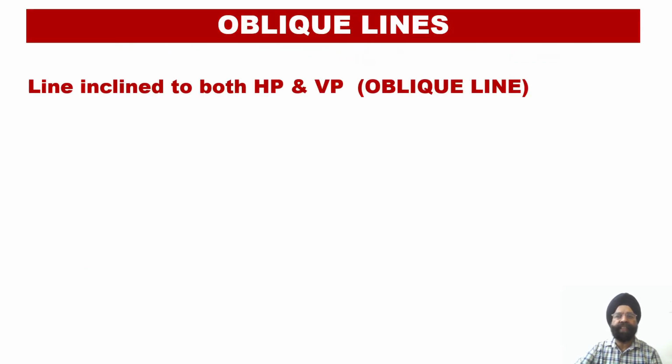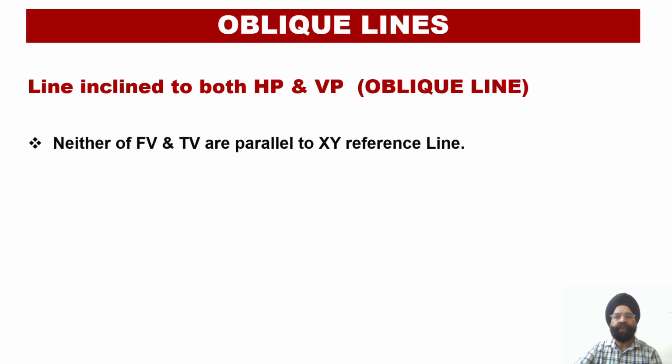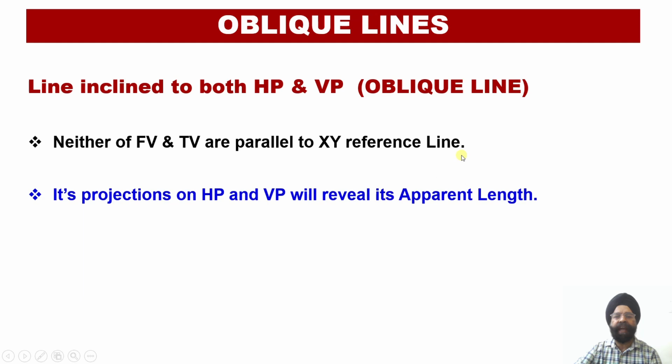An oblique line is the one which happens to be inclined to both the reference planes, that is the horizontal plane as well as the vertical plane. Now, since an oblique line is inclined to both HP and VP, neither the front view nor the top view will be parallel to the reference line, and the projections of the line on the horizontal plane and the vertical plane will reveal the apparent length of the line.